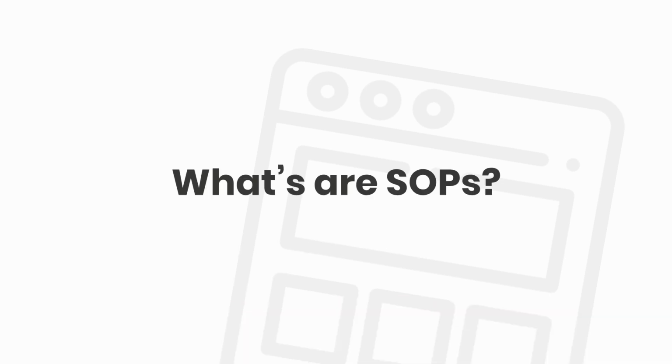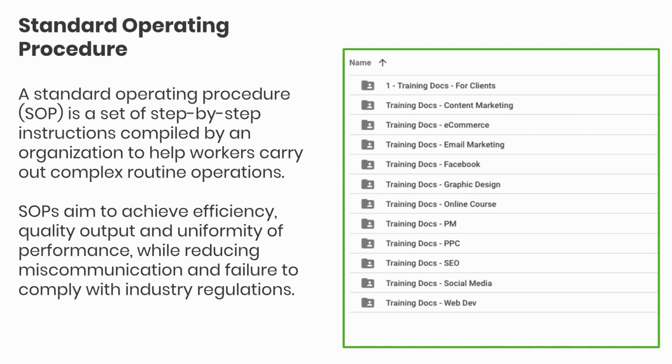So what are SOPs? SOPs are standard operating procedures. Essentially, this is a step-by-step instruction compiled by an organization to help workers carry out complex routine operations. SOPs aim to achieve efficiency, quality output, and uniformity of performance while reducing miscommunication and failure to comply with industry regulations. So, sounds like a whole bunch of stuff going on, but essentially it's a step-by-step breakdown of everything that goes on in your business.